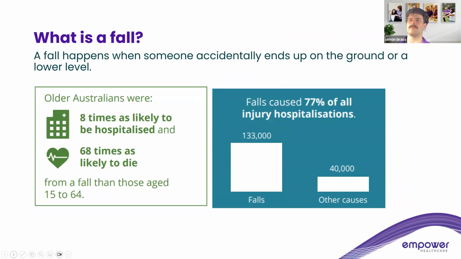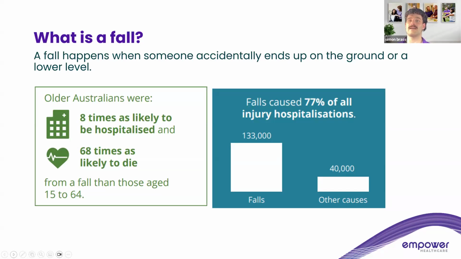And what we mean by a lower level is to say that if you fall after getting up from the couch or walking past and trip over something and you manage to land on the furniture as opposed to the floor, that would still count as a fall.